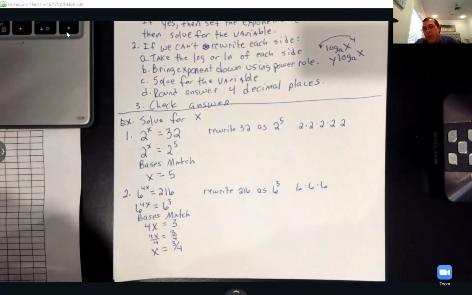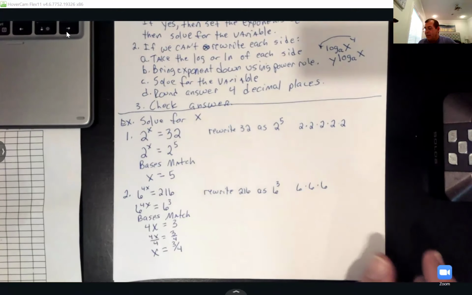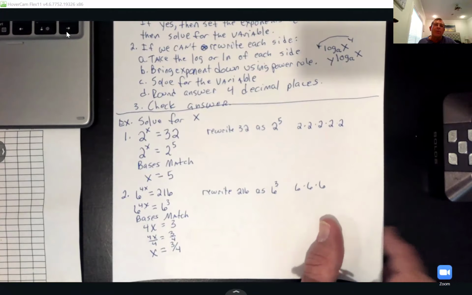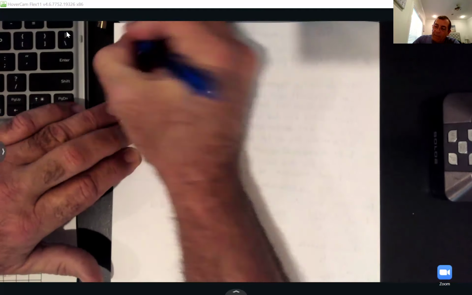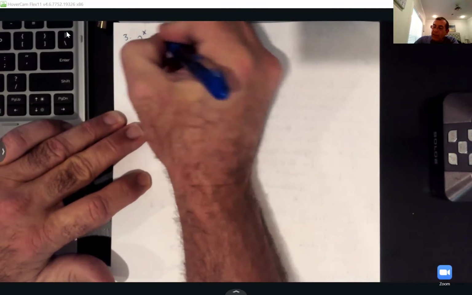All right, y'all, so those first two were nice. They was able to be rewritten using the same base. So let's play with a couple where we might not be able to rewrite them, okay? And these ones will start at number 3 for us. Now they're still exponential equations. So number 3, I got 2 to the x equals 23.